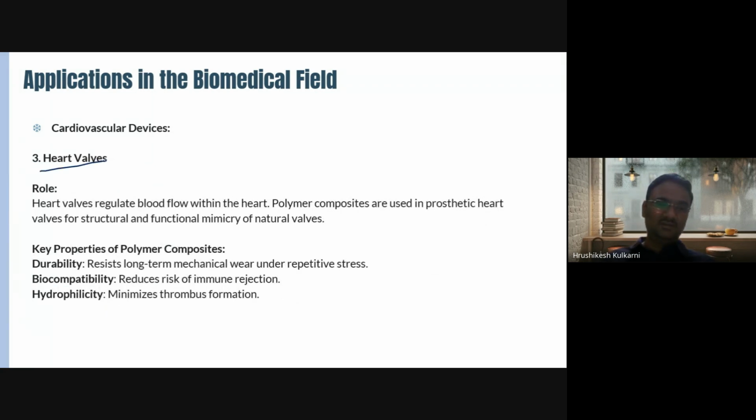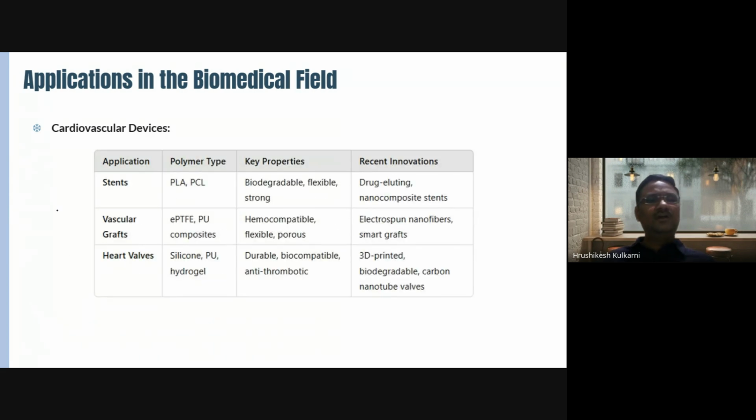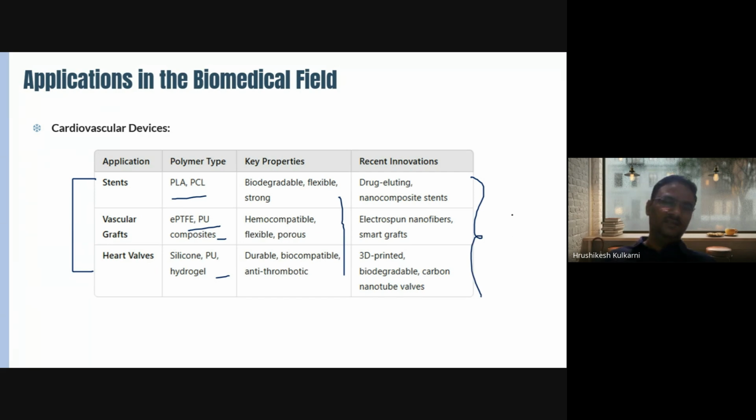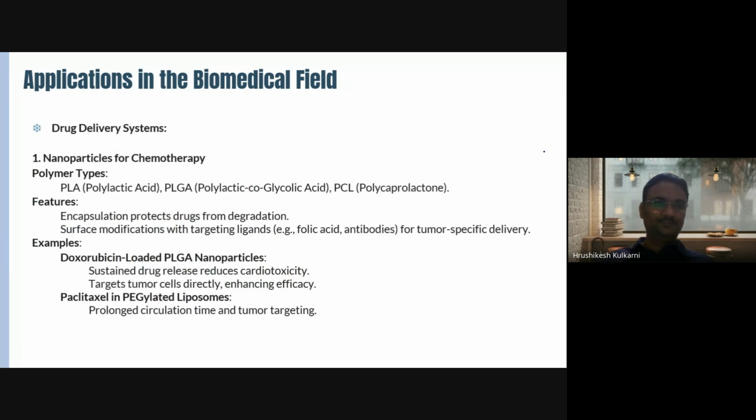Then heart walls. So many patients, you heard that heart wall regulates the blood flow within the heart. But if the walls become weak in nature, we can replace them with the help of these artificial walls. So I have shortlisted these into stents, vascular graft, and heart walls. I have listed the materials used for it, their properties, and recent innovations happening in this area. See, these research innovations will definitely help you to come up with the latest challenges and technologies.